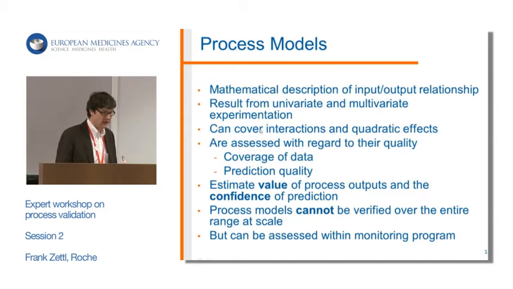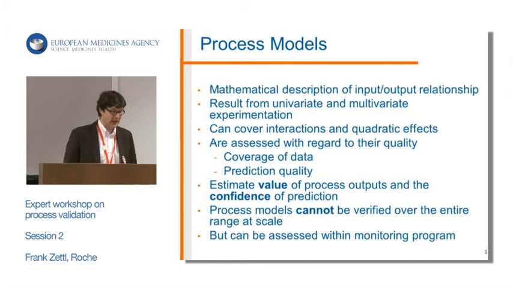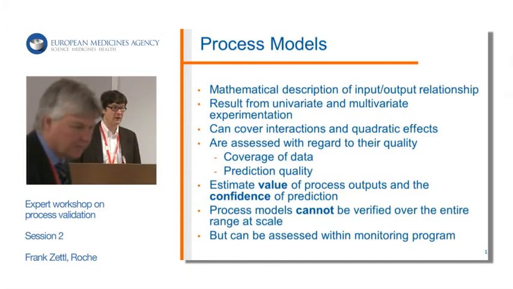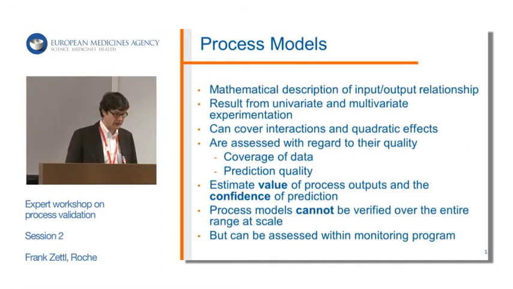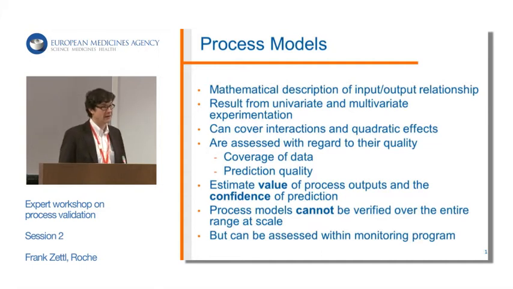They can cover interactions and quadratic effects. And when we assess the quality of these models, we assess the coverage of the data and also their prediction quality. So they are also very powerful in their readout. With this, we can estimate the value of the process output, so make an absolute prediction if we need it, but also the confidence of this prediction.